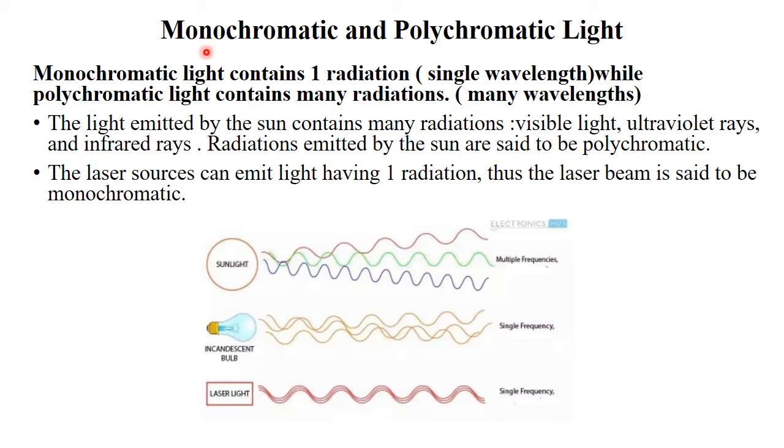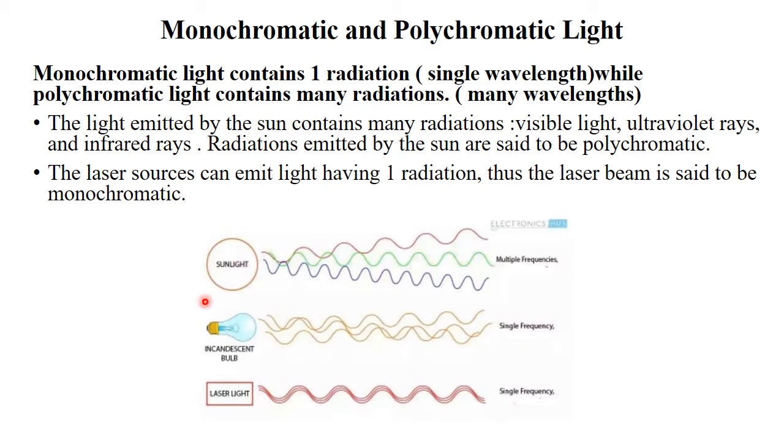What is the difference between monochromatic and polychromatic light? From its name, mono means one, poly means many. Monochromatic light contains one radiation, one color, which means a single wavelength, one frequency, while polychromatic light contains many radiations, which is the same as many wavelengths, many frequencies.